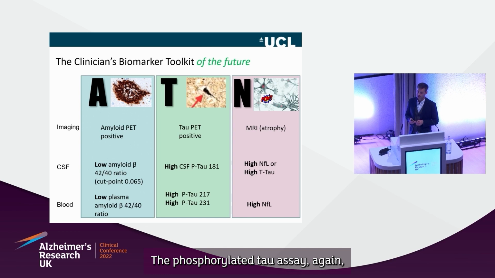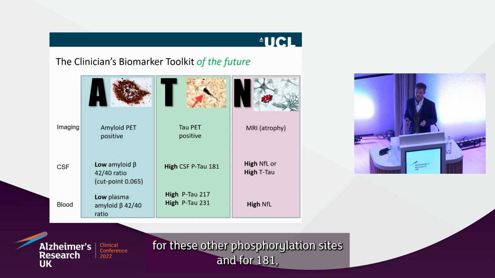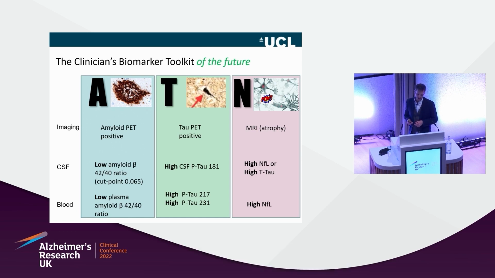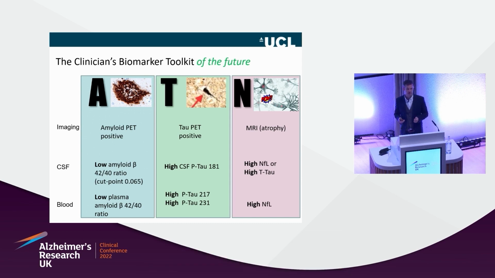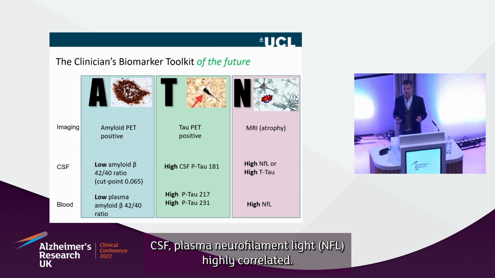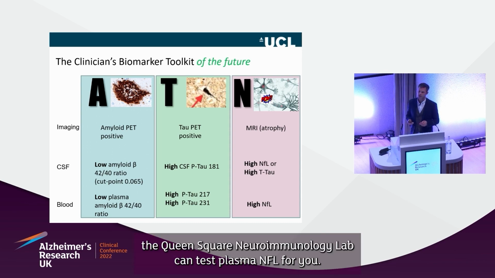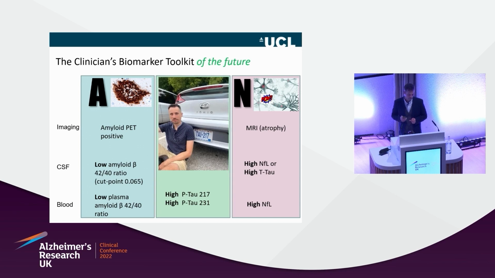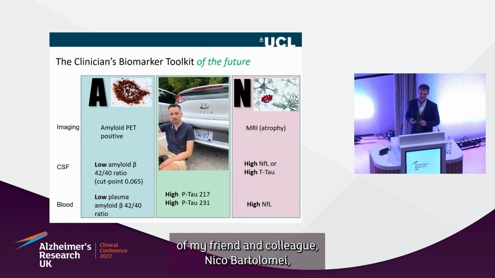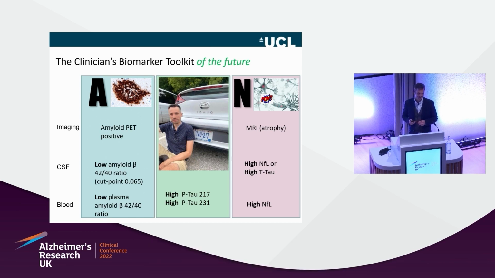The phosphorylated tau assay, again, there are both mass spectrometry and immunoassays for these other phosphorylation sites and for 181. And a biomarker that's not of the future, that's of now, is neurofilament light in plasma. So CSF and plasma neurofilament light are highly correlated, and as of earlier this year, the Queen's Square Neuroimmunology Lab can test plasma NFL for you. So that's clinically available. It costs the NHS £85. Oh, and I couldn't help showing a picture of my friend and colleague Nico Bartolome, who did some of the seminal work on developing the Tau 217 assay.